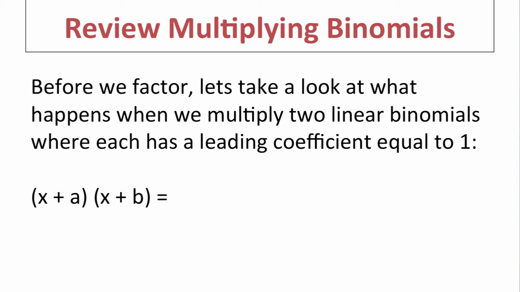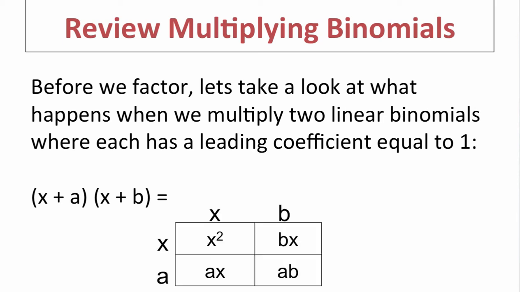Now many of us that have done this in the past know a process called FOIL or double distribution. I have a box that visually shows you what happens when we multiply all of the combinations together, for those of us that are more visual learners than audio learners. So we see on the side I have x plus a, and on the top I have x plus b. So when we multiply each combination, x times x gives me x squared, x times a gives me ax, b times x gives me bx, and a times b gives me ab.